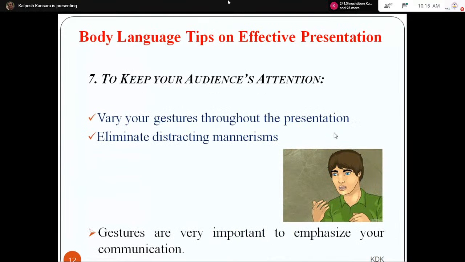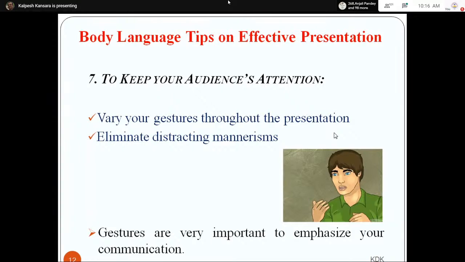The next thing is to keep your audience's attention. What you can do. So every time you may change your gestures, your facial expressions, your hand movements, right, your posture. When you keep changing these things, you'll be able to attract the audience's attention, and that's how you can eliminate distracting mannerisms also. Now, what is mannerism?